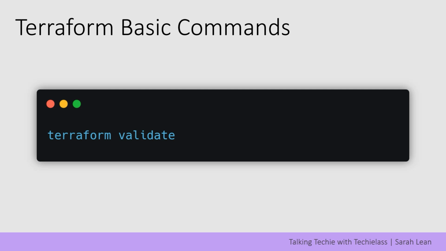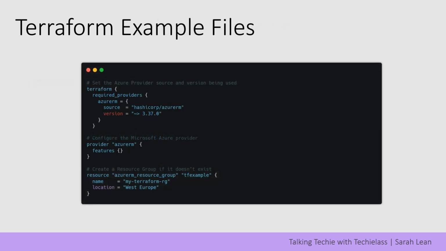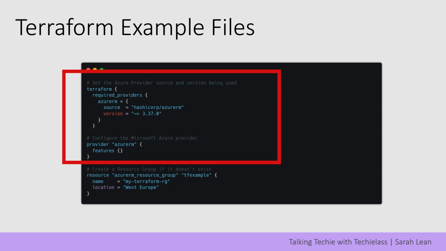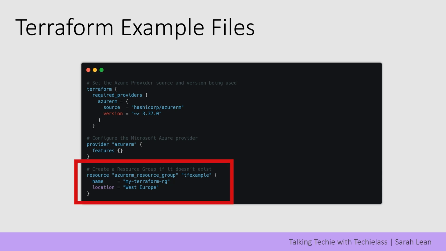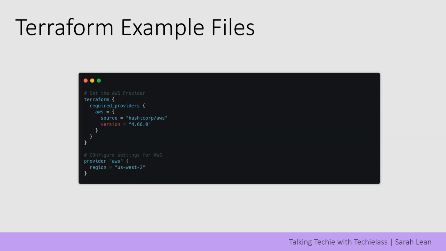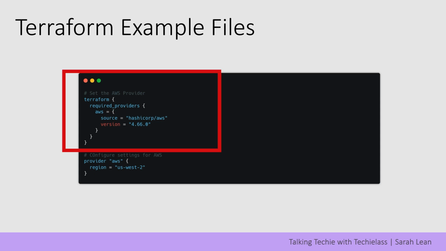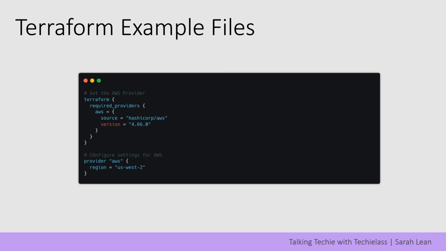Taking a look at some Terraform example files here, we've got one that will deploy resources to Azure. This section indicates that you want to use the Azure provider and what version of that provider you are going to use. The next section starts to define a resource, and in this case it's the deployment of an Azure resource group. A Terraform file for AWS is very similar. We have a section indicating we are going to use the AWS provider and what version we need to use. It also has a section where we define the AWS region we are going to use when we are deploying our resources.